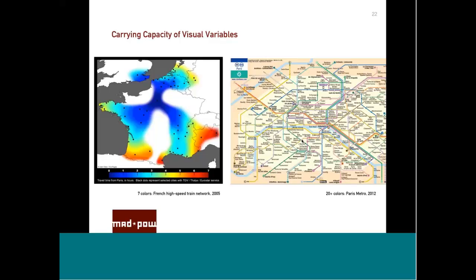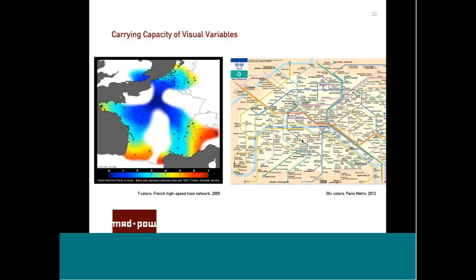The example on the left is a diagram that shows the high-speed train network in France, and the chromatic scale on the bottom is 7 different colors that are blended into one another in a continuous sequence. The dark blue, and all the blues, represent the shortest amount of time, and the hotter colors, the reds and the yellows, represent the longer amount of time. And you can very quickly see how much of the country is covered by a short amount of time, 2.5 hours, and how small an area it takes 5, 6, even 7 hours to reach.